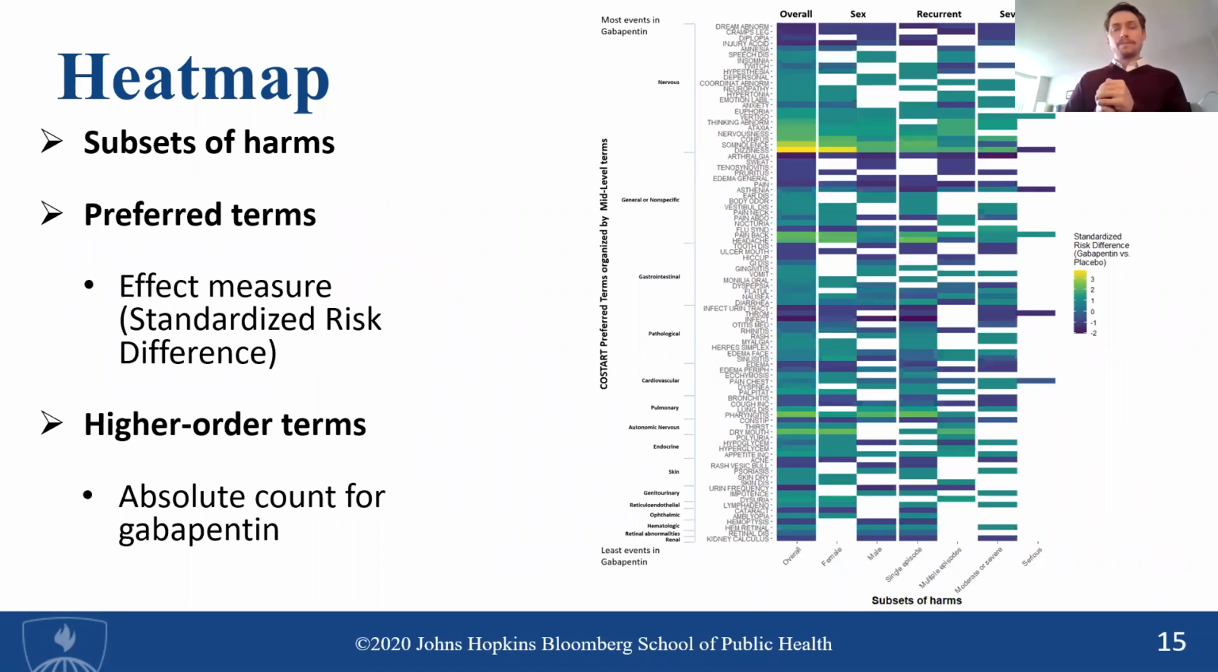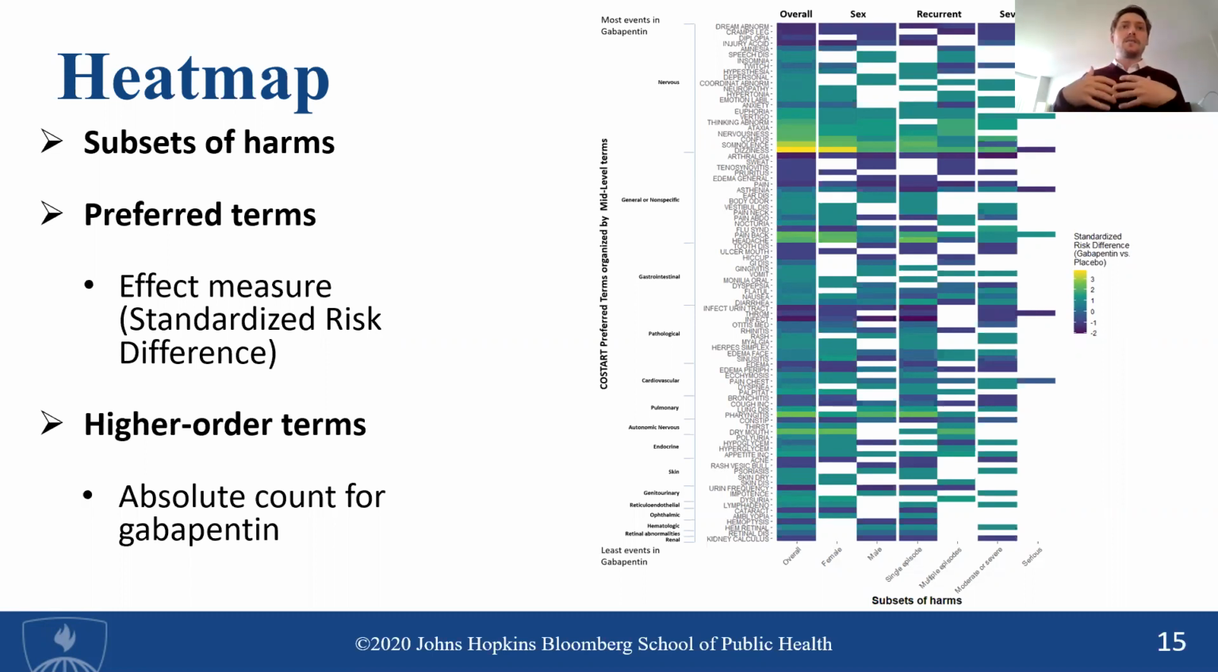The heat map. This heat map presents data for subsets of harms. So overall, and then harms that meet specific criteria of interest, say only harms occurring in males or females, and only severe or serious harms. And that data, the effect estimate, which in this case is a standardized risk difference, is presented at the preferred term level, but it's also giving you some data on mid-level terms, because the preferred terms are grouped according to their mid-level classification.